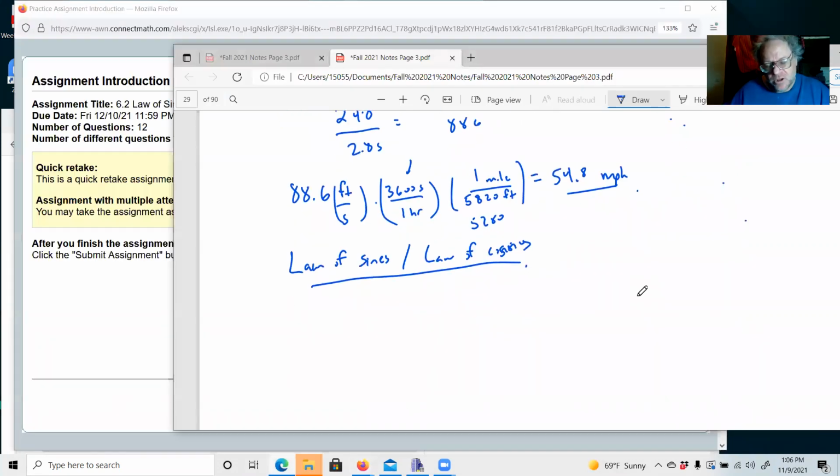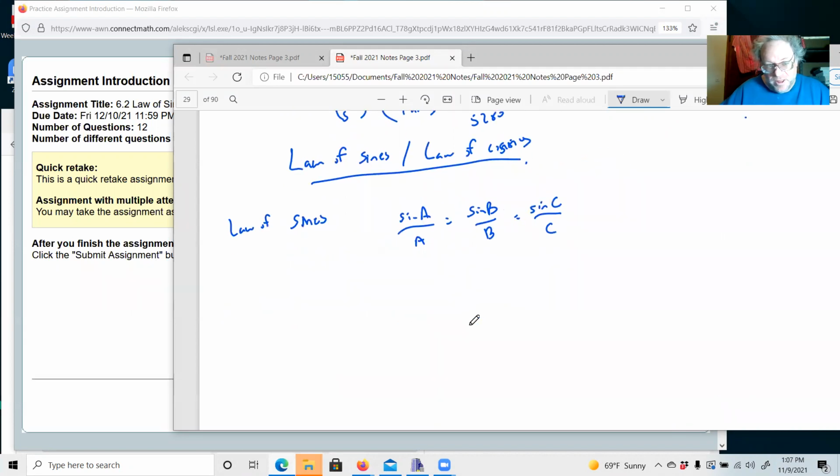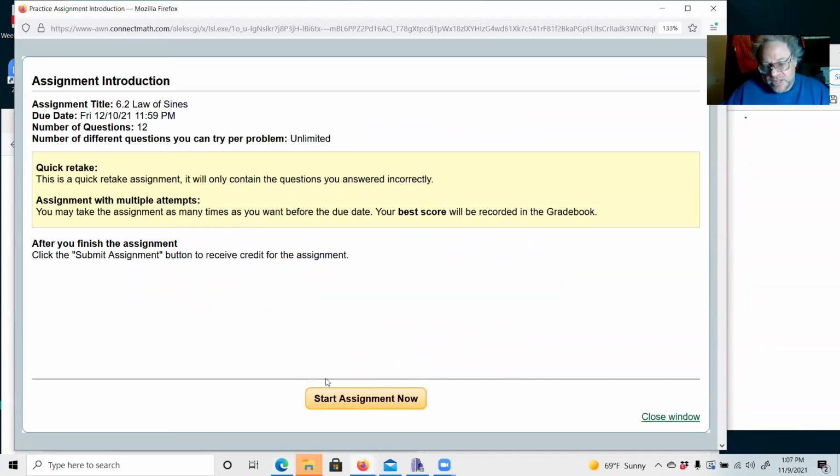You have to know law of sines, you have to know law of cosines. So law of sines, that's sine of A over the side A is equal to sine of B over the side B equals sine of C over the side C. Okay, this is a nice easy one, so we'll be able to do that.